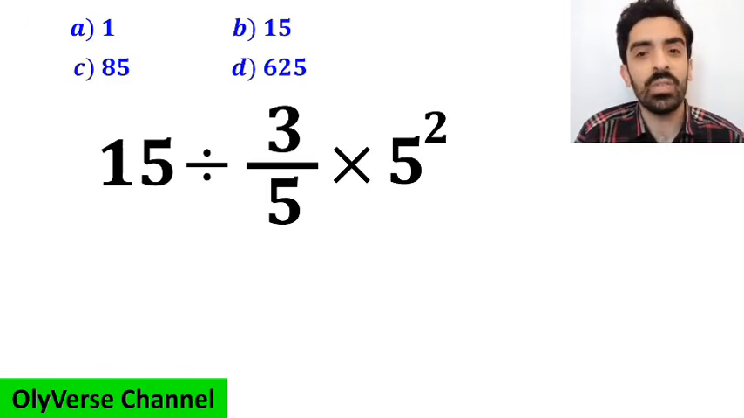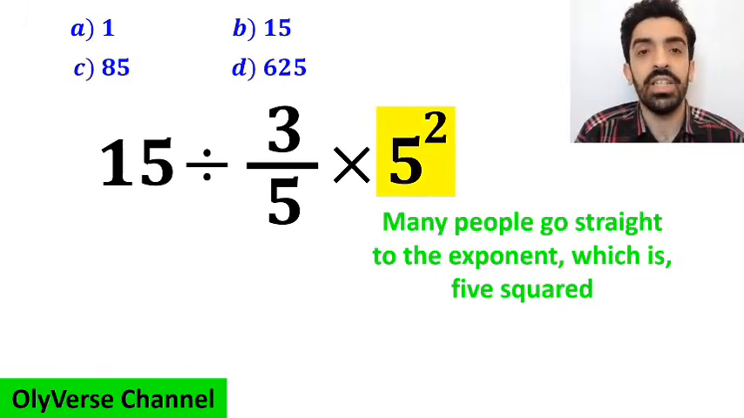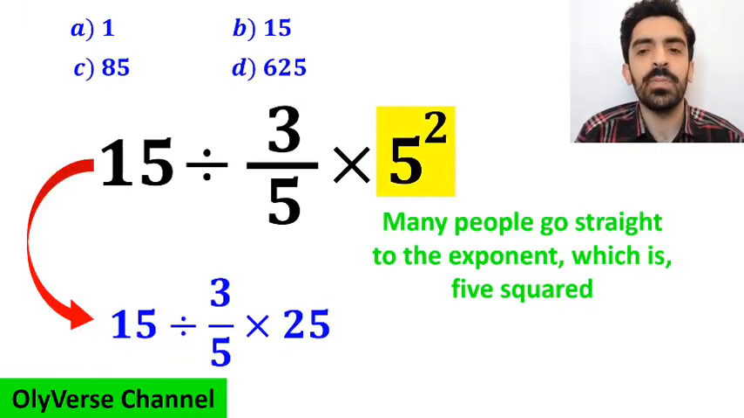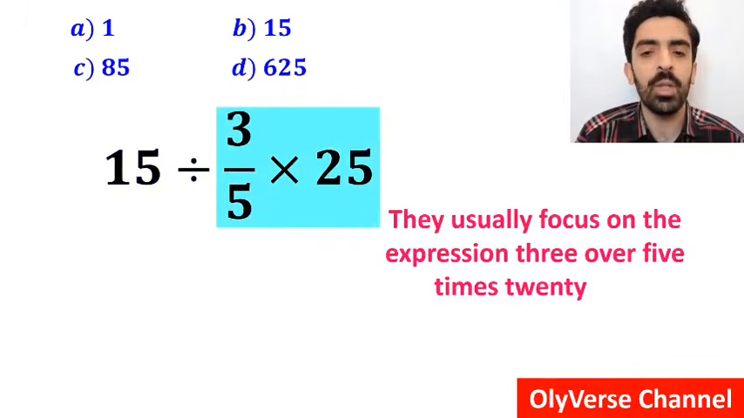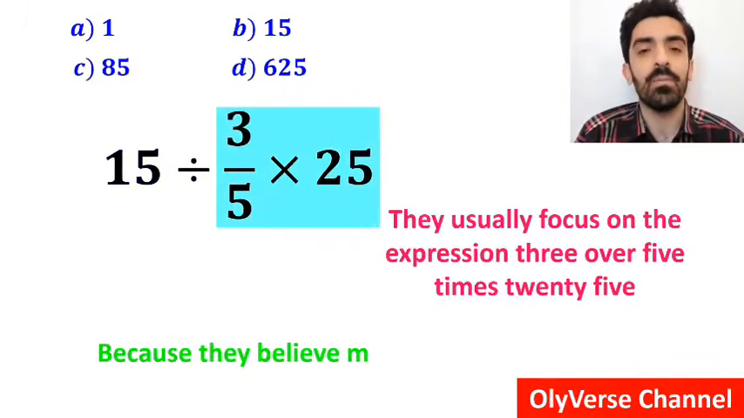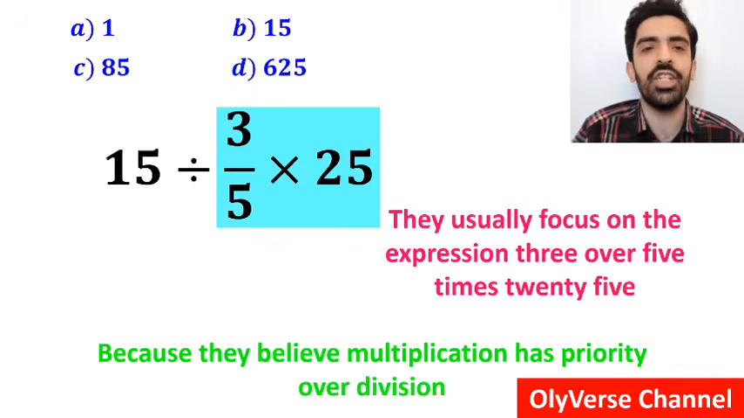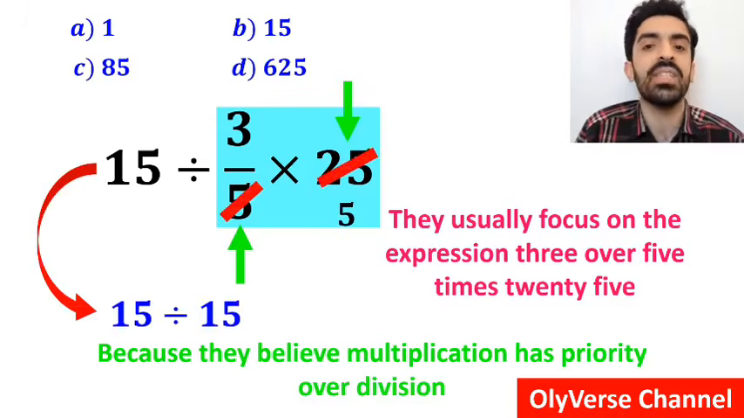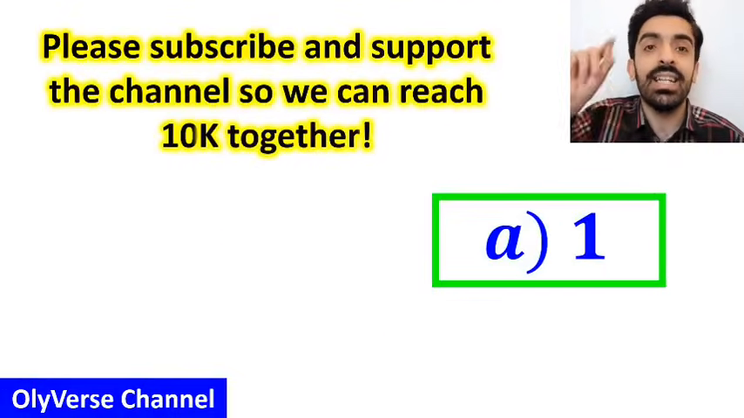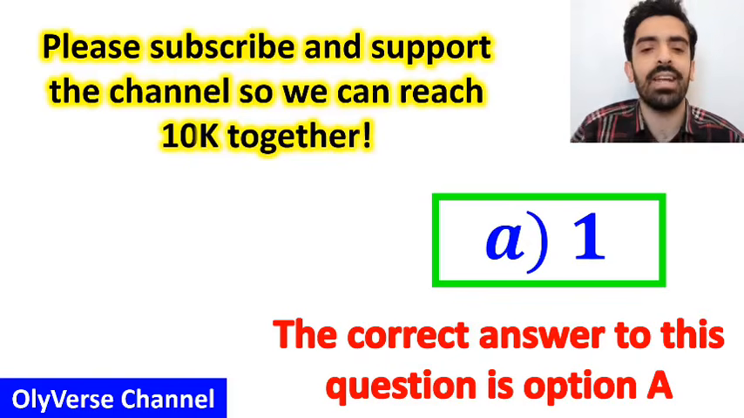In the first step of solving this question, most people go straight to the exponent, which is 5 squared, and simplify the whole expression to 15 divided by 3 over 5 multiplied by 25. And the next step, they usually focus on the expression 3 over 5 multiplied by 25 because they believe multiplication has priority over division. Okay, as you can see on the screen, they very easily cancel out 25 with the 5 in the denominator and write this expression as 15 divided by 15, which ultimately gives them the answer 1. And without any hesitation, they quickly say that the correct answer to this question is option A.